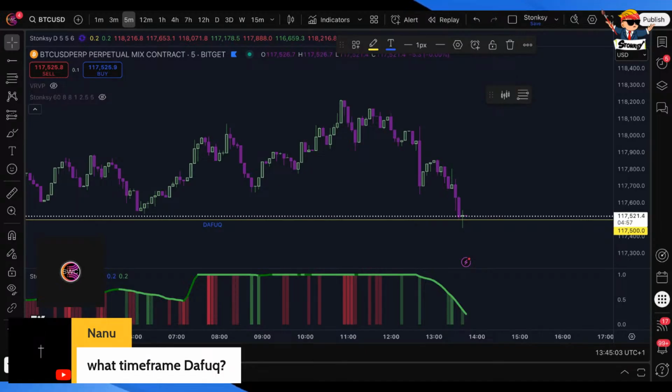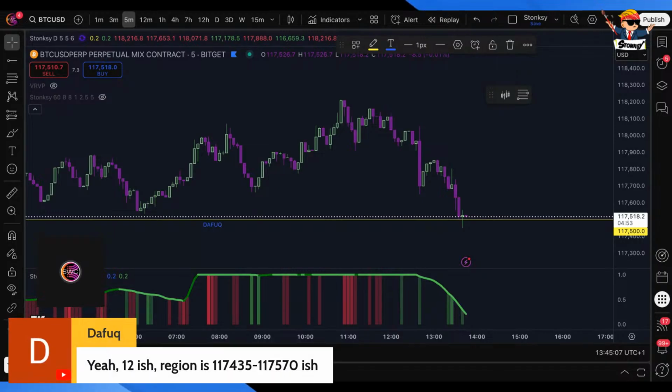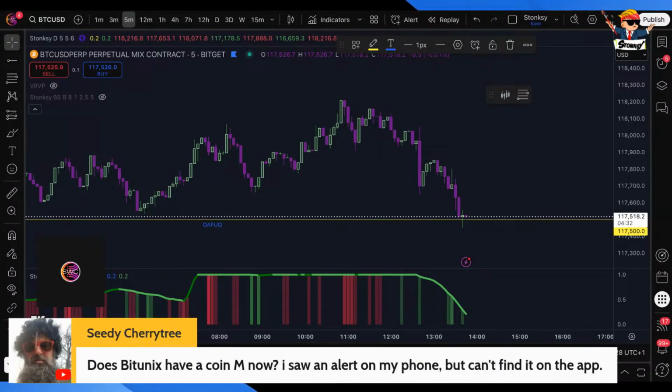Nanu was saying, what time frame? Does it matter what time frame? Okay, so 12ish. Reading is 117.435 to 117.570. Okay, that's cool. That's the zone we're in at the moment. Dafux is on the 15-minute time frame for that one. Okay. CD saying, does BitUnix have coin M now?